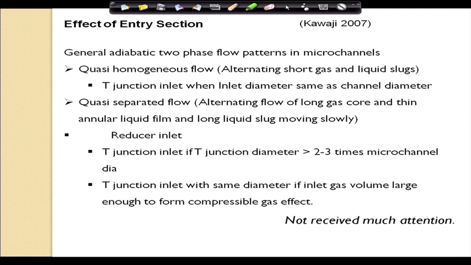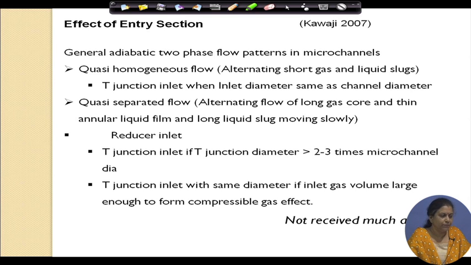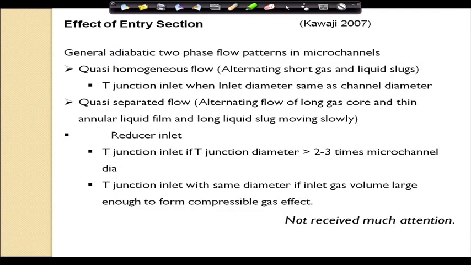Why? Because in this case, the pinching effect is counteracted by the reducer effect, and as a result, the reducer effect becomes more prominent. It can also occur when the T junction inlet has the same diameter as the microchannel inlet, provided the inlet gas volume is so large that it can give rise to some compressible gas effect. The moment compressibility comes into the picture, the gas slug tries to expand and accelerate under a significant pressure gradient, and naturally it gives rise to a quasi separated flow.